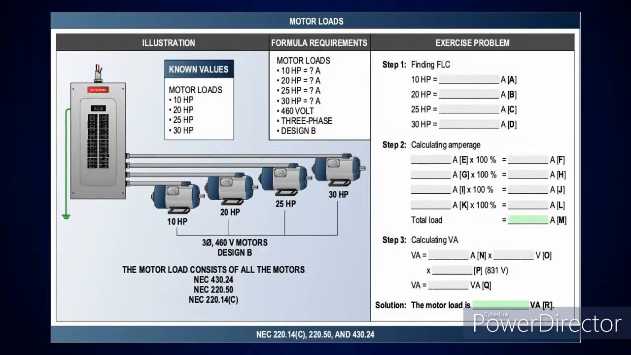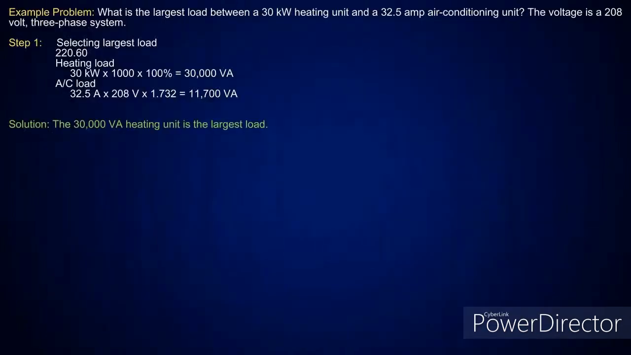Okay. And here's 4 motors. We got a 10, 20, 25, and 30 horse. It's still 3-phase 460. Go to table 430.250, get all your amperages, come over, take them at 100%, and then at the end of it, multiply them all by 831 volts, and that'll give you your total motor load. Okay? And so far, that's 5 loads, right?